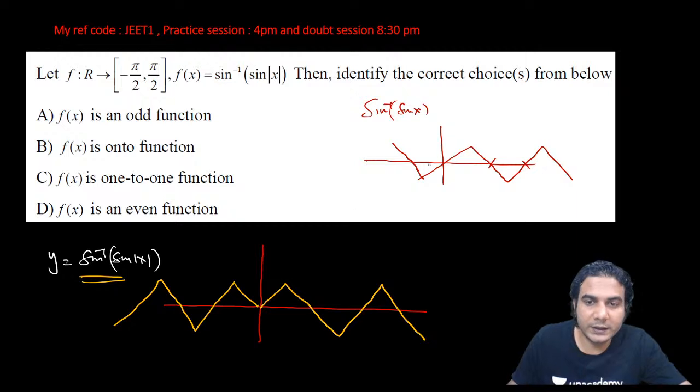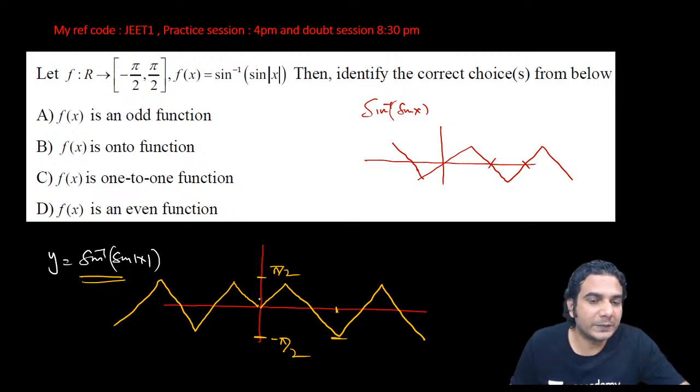So using this, what is this value? By the way, this value is pi by 2, the maximum value. When you put x is equal to pi by 2, you'll get pi by 2. When you put x is equal to minus pi by 2, you'll get minus pi by 2. So this lowest value is minus pi by 2. Okay. So the graph is between minus pi by 2 to plus pi by 2.